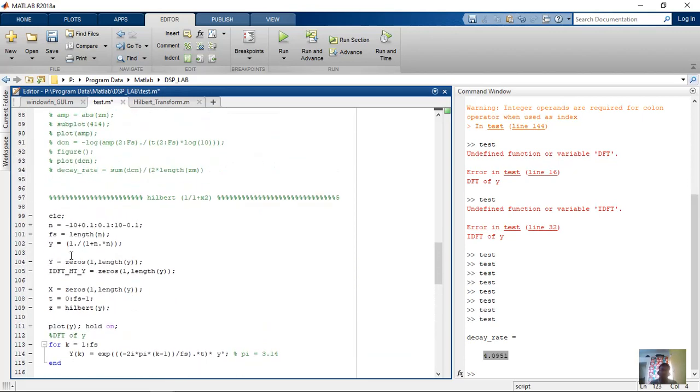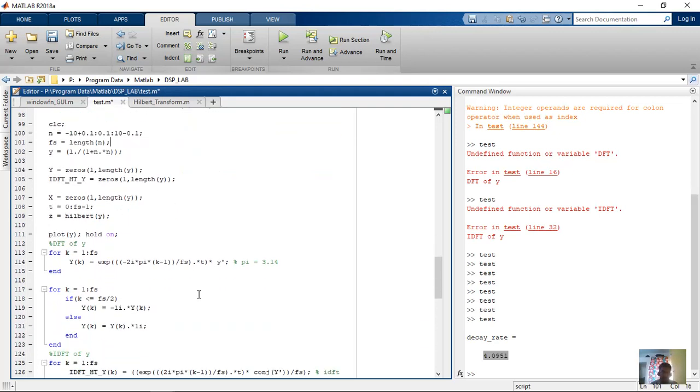So here we'll be using the new function, which is 1 by 1 plus t square. It is a bell-shaped curve, and its Hilbert transform crosses 0 whenever the bell-shaped curve goes to its maximum. It means whenever the maximum occurs, the Hilbert transform has a 0 crossing, which is similar to what we have in differentiation. So let's see how it looks.